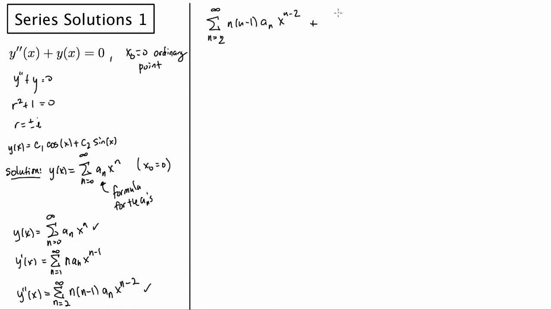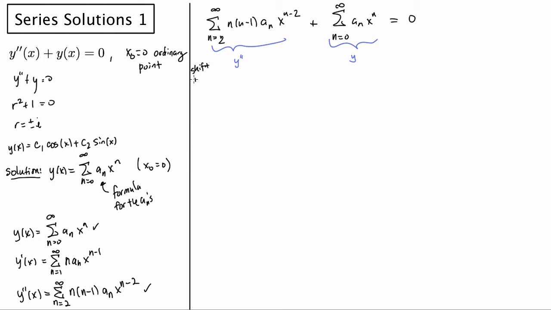And then plus y. And so y starts at 0 instead. And all that is equal to 0. The idea being here that this is a replacement for y double prime, and this is a replacement for y. Okay, so next step in the process is we do what's called a shift.